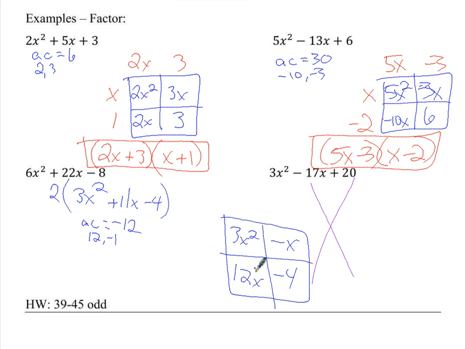Okay, what do we do now? GCF for my first row is x. For my bottom row, it's 4. For my first column, it's 3x. And for my second column, it's negative 1. So then my answer is going to be 3x minus 1 times x plus 4.